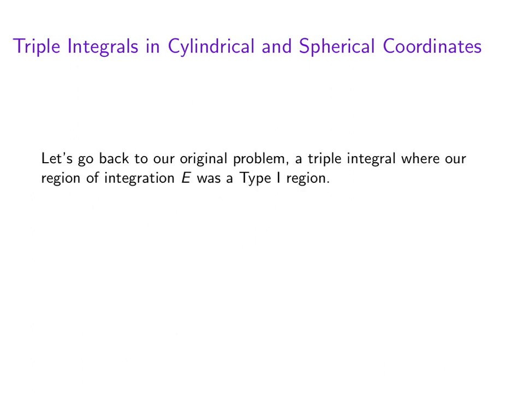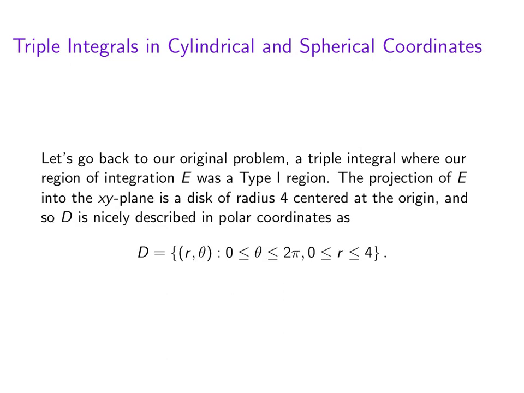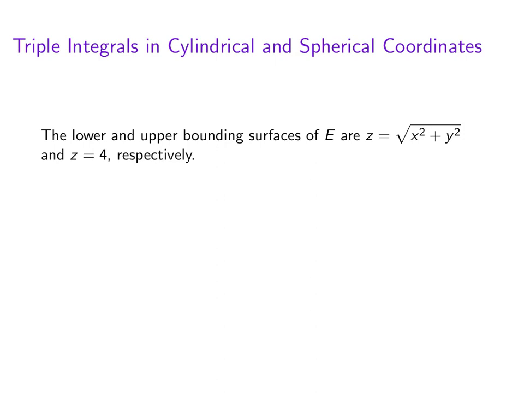All right, let's go back to our original problem. Remember, we started with computing the mass of a solid region, and our triple integral was a type 1 solid region. Remember that the projection of E into the xy plane is a disk of radius 4 centered at the origin, and that means we can describe D very nicely in polar coordinates. It's the set of points r, theta, where theta goes from 0 to 2 pi, we're going all the way around, and r goes between 0 and 4. And the lower and upper bounding surfaces of E are z equals the square root of x squared plus y squared, and z equals 4.